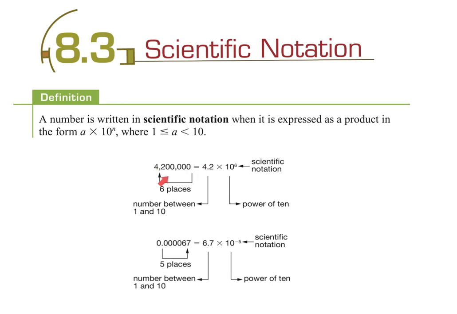Try to remember: really big number, positive exponent; really tiny number, negative exponent. Because it works both ways, okay? If I have scientific notation with a positive exponent, you should probably be adding zeros behind the number and making it really big.